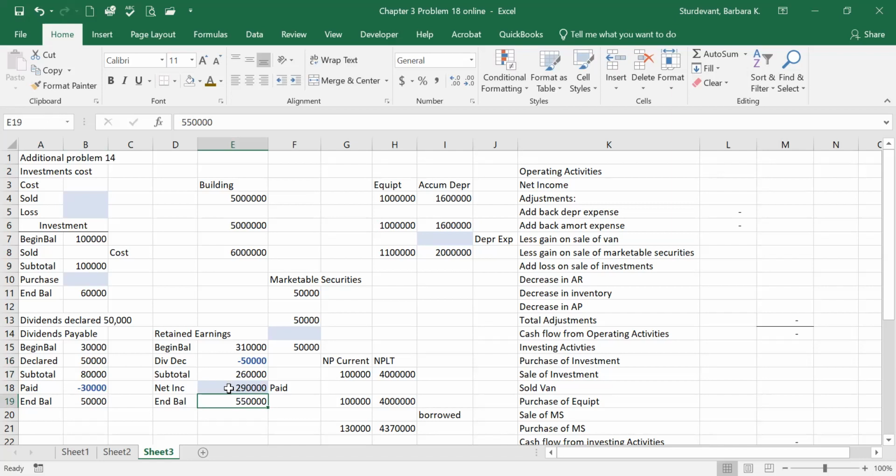Okay, so it says no investments were purchased. But there was also some information on the income statement about the investment. So if it says nothing was purchased, I have a beginning balance of 100 and an ending balance of 60. What does that mean if nothing was purchased? The 40,000 is what?